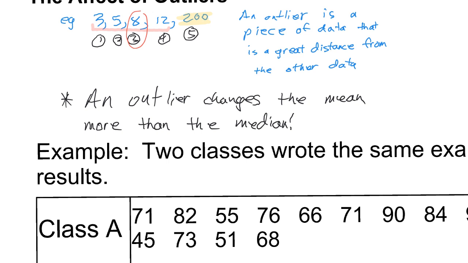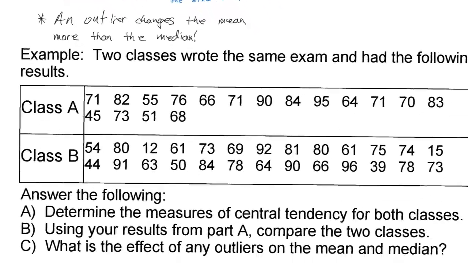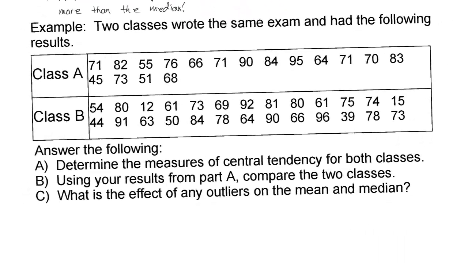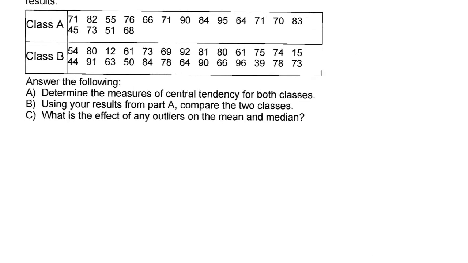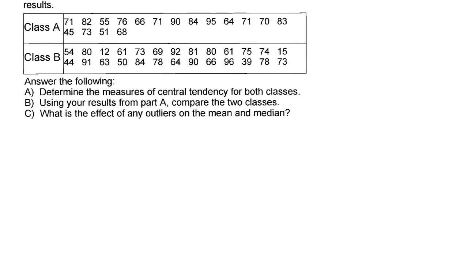So now we have two classes, and for those two classes, we have this list. Okay, we have class A and class B, right? And we need to measure the measures of central tendency for both classes. So what we need to be able to do is calculate the mean of class A.